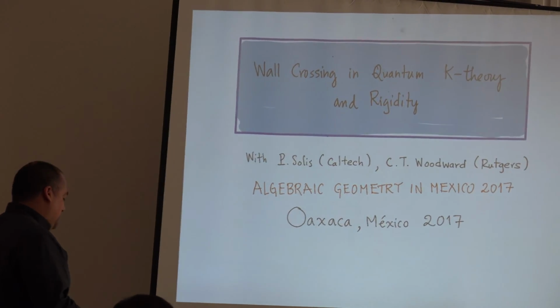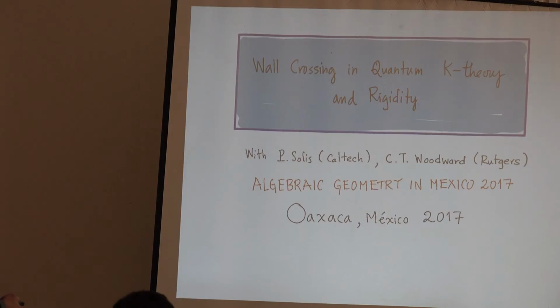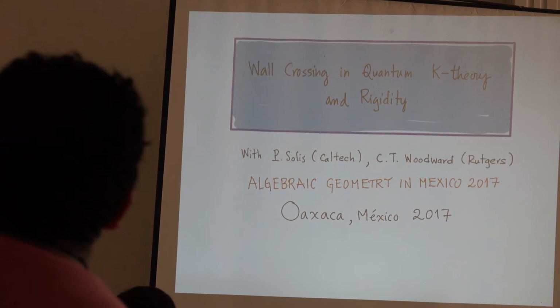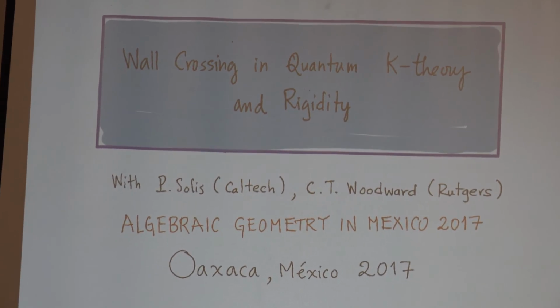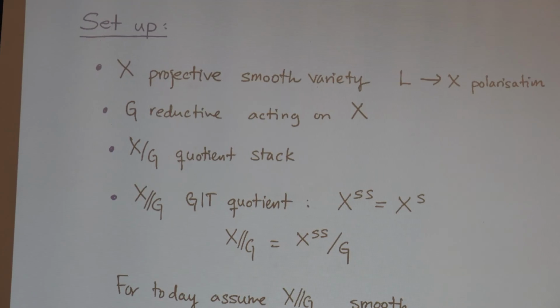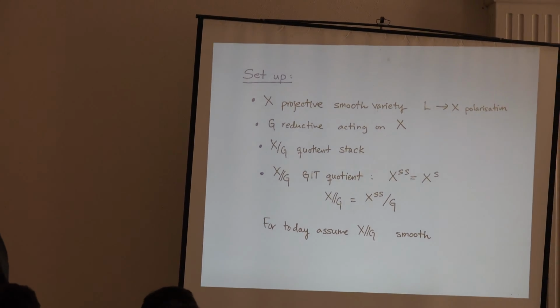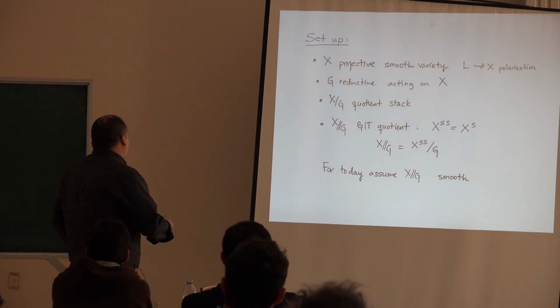And what I am going to talk about today is joint work with Chris Woodward and Pablo Solis. The idea is to do some computations in quantum K-theory. The formulas that I will present are not going to be as beautiful as in the previous talk, so they are much more explicit, and therefore they are going to be much more difficult to digest.